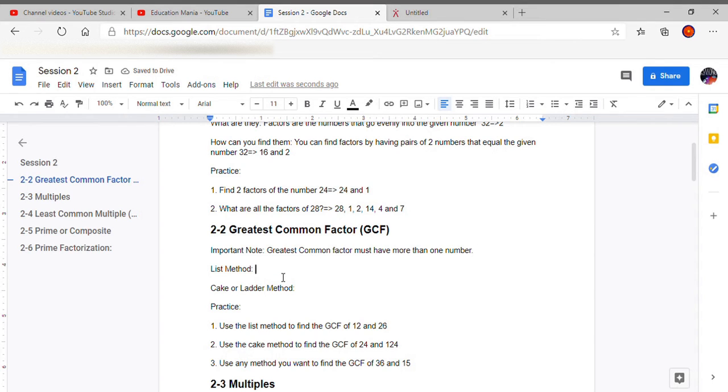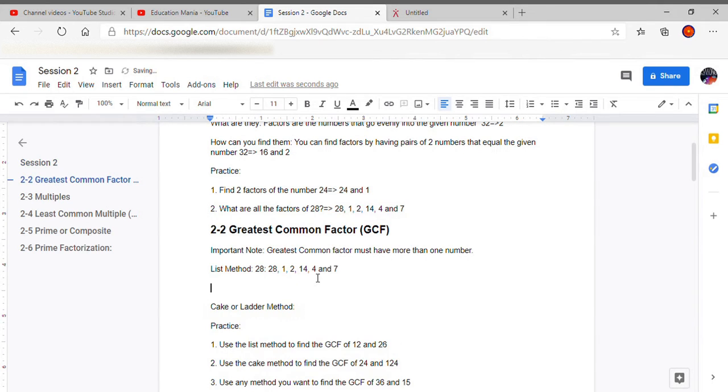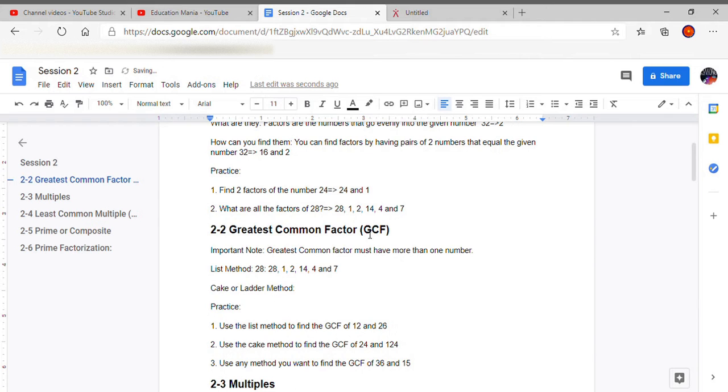So that's why on a test, if you ever get this, what the greatest common factor is, it'll be 2 or more numbers. So there's two methods. First is the list method, where you just list all the factors of both numbers. So we can use 28 and 24. Let's do 28 first. We already know that these are all the factors. And remember, when it says greatest, you have to find the greatest.